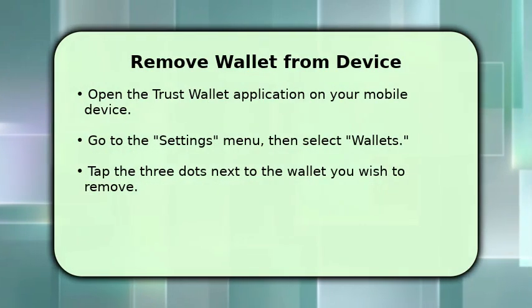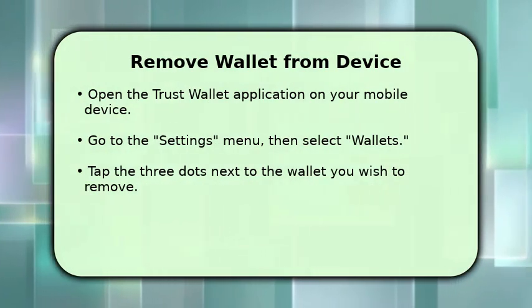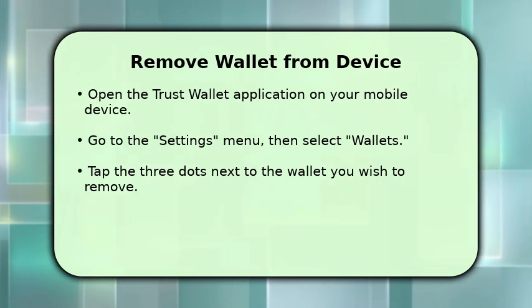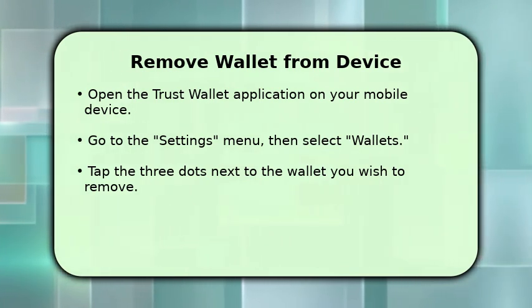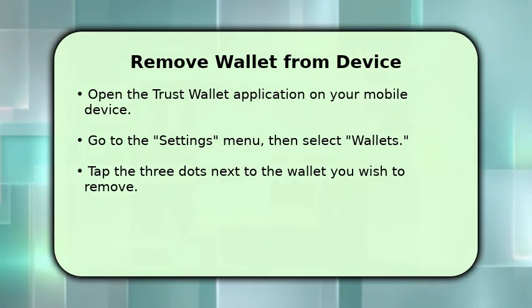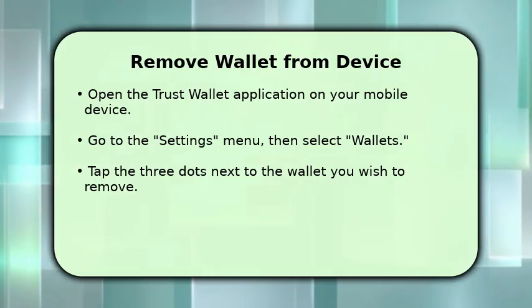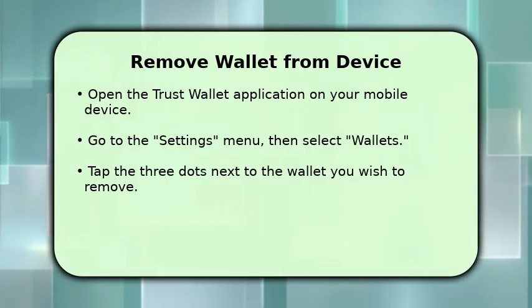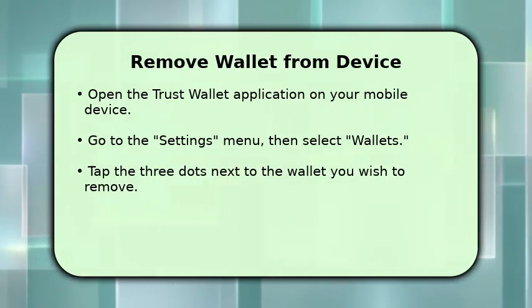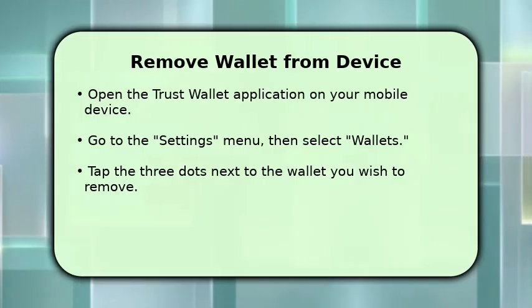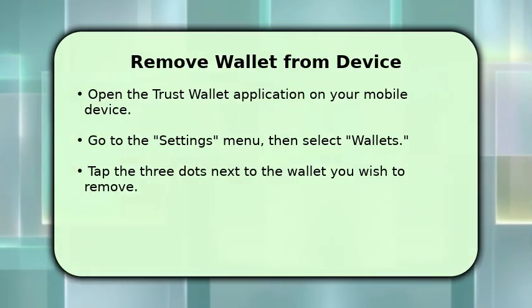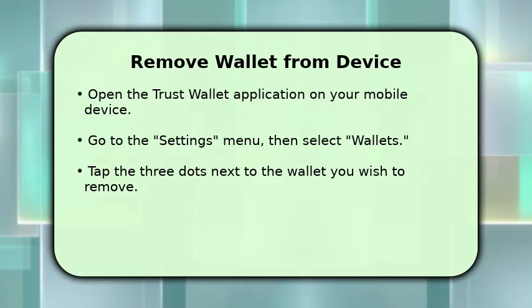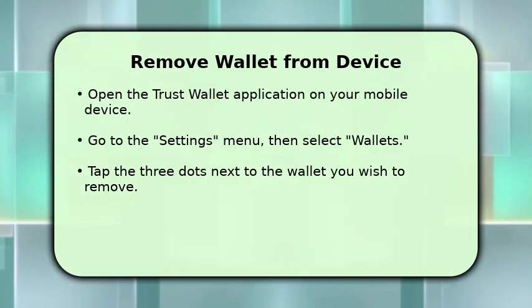To remove a specific wallet from your device, open the Trust Wallet application and head into the Settings menu. From there, select Wallets to see a list of all your imported or created wallets. Tap the three dots next to the wallet you intend to remove, then select Delete Wallet. Confirm this action when prompted. This step removes the wallet from your app, but it does not permanently delete the blockchain record.